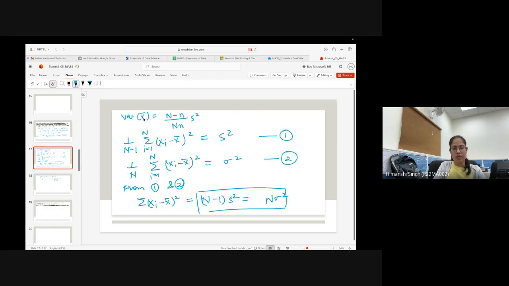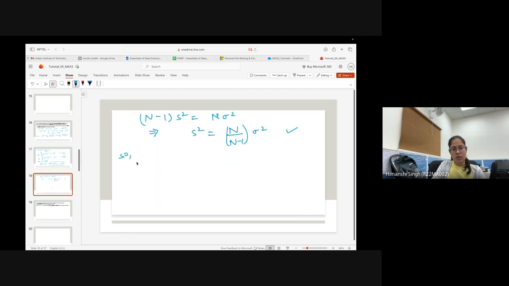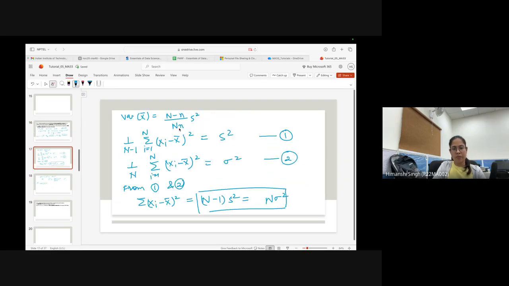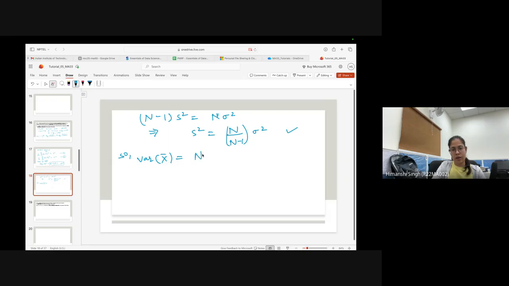Now I want to calculate the variance of x bar in terms of sigma square. So what will it be? Variance of x bar is equal to (N minus n) divided by N n, multiplied by capital S square. So that I write in this form: capital N upon (capital N minus 1) into sigma square. This N will get cancelled. So it is (N minus n) upon (N minus 1) sigma square by n. Okay, so this is the variance of x bar in terms of sigma square.